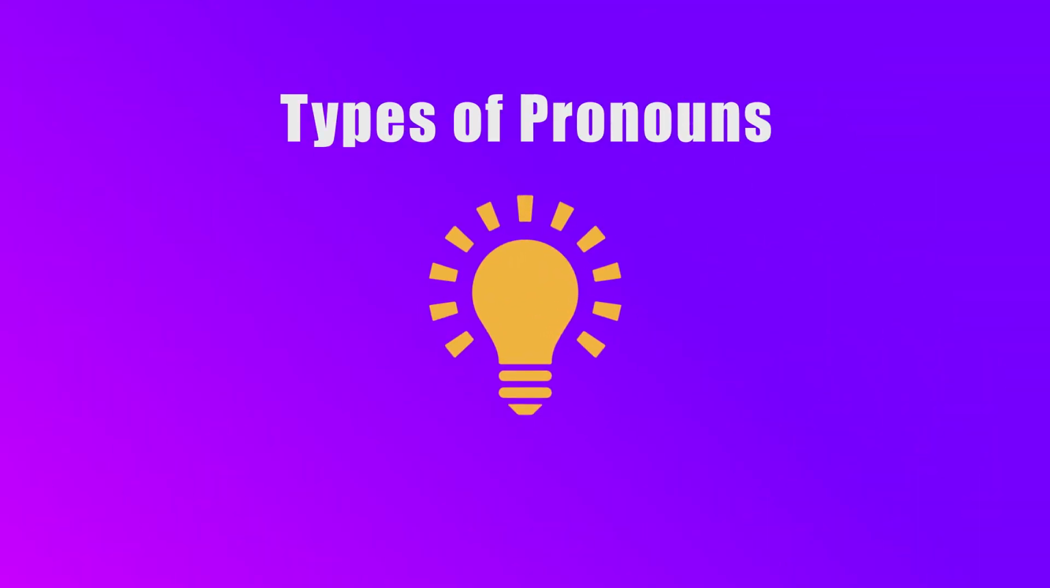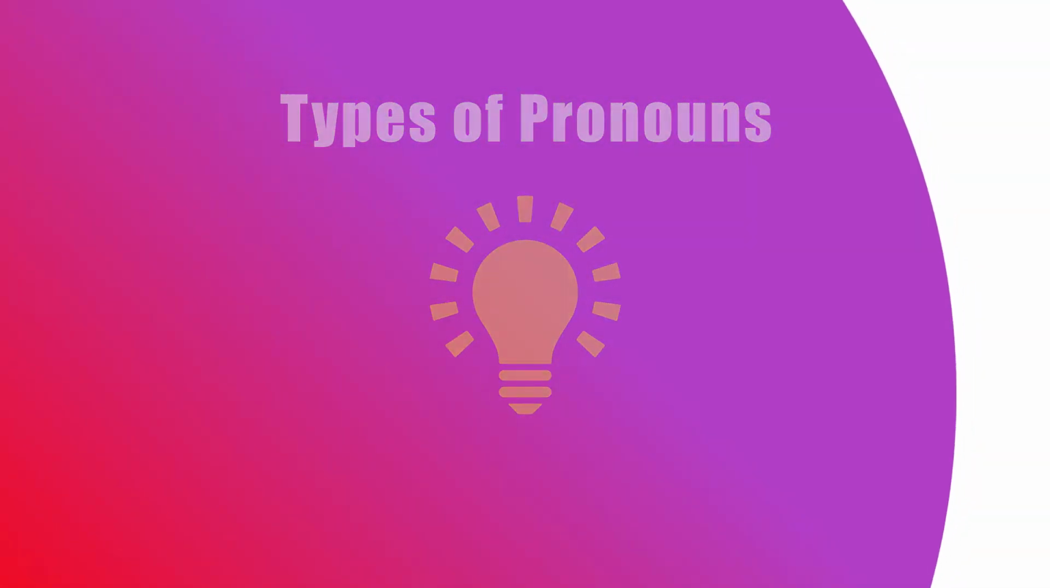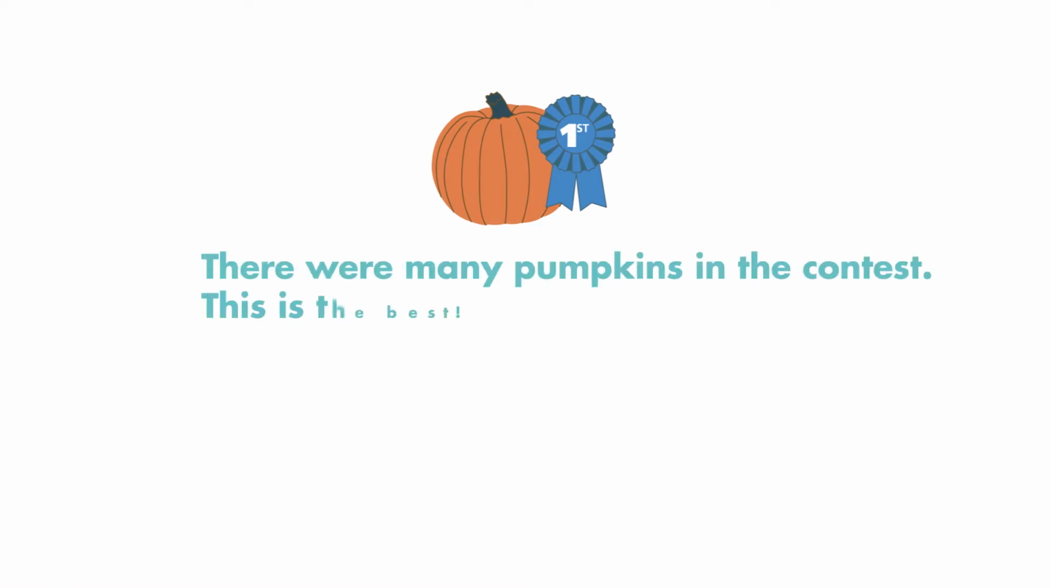Hi! In this video, we will learn about different types of pronouns. A pronoun is a word used in place of a noun. A demonstrative pronoun is a pronoun that replaces a noun without naming the noun.